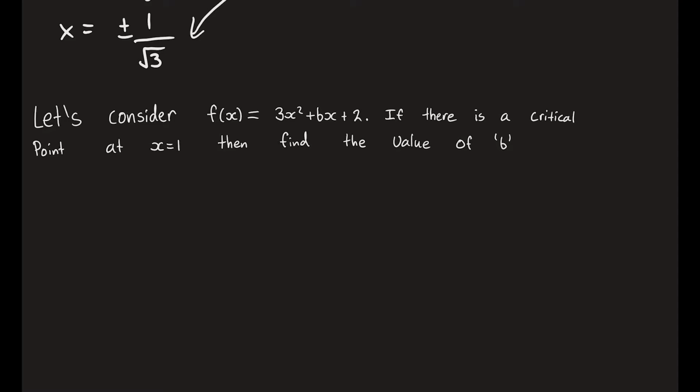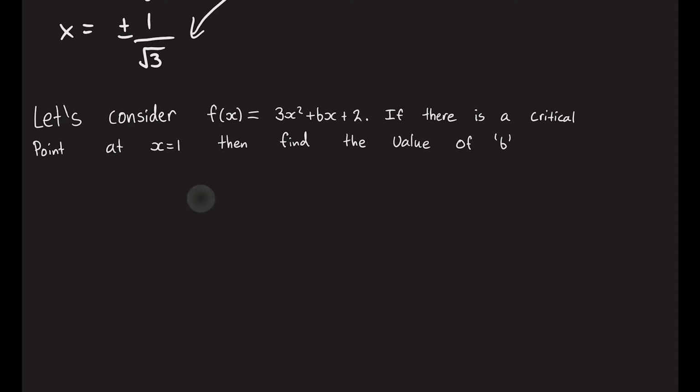Okay, so now let's consider the function f of x is equal to 3x squared plus bx plus 2. If there is a critical point at the point x is equal to 1, then find the value of b. So how do we go about finding the value of b? Well, we know the critical point is at 1, so we can use our derivative and the fact there's a critical point to find the value of b and hence find the function. So let's go ahead and do that.